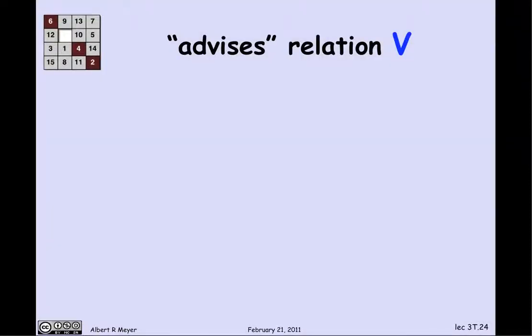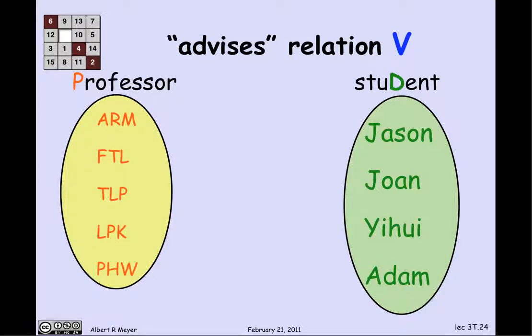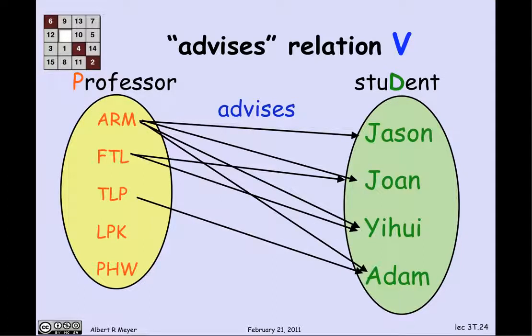Let's look at a different relation that we could call the advisors relation. The advisors relation is going to have codomain the same set of students, D, but it's going to have as a domain the set of professors, and I've written down the initials of 5 prominent professors. Mine is at the top, and you may recognize some of the others, but it doesn't really matter if you don't. And the advisors relation, V, is going to be indicated by those arrows.